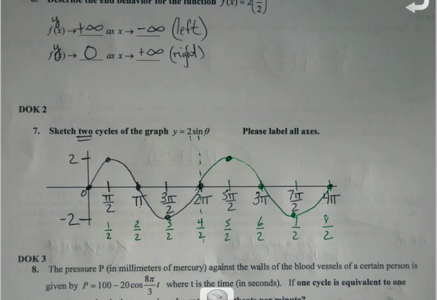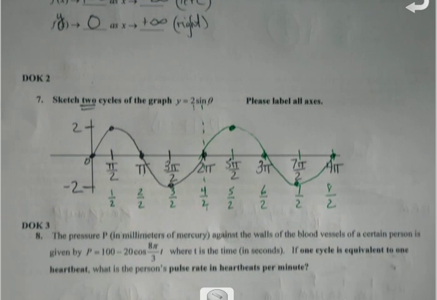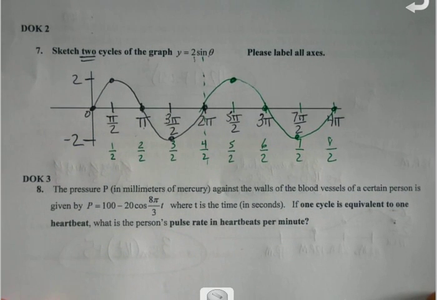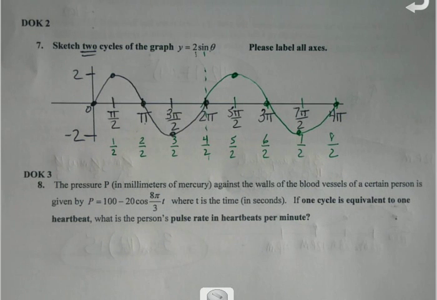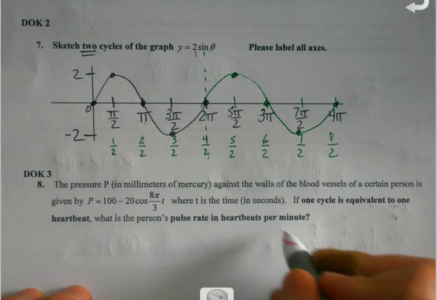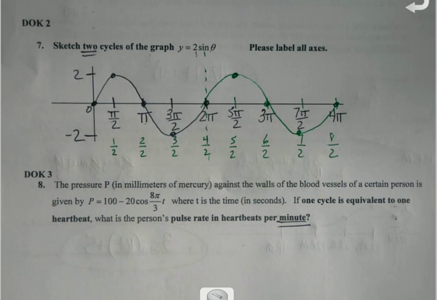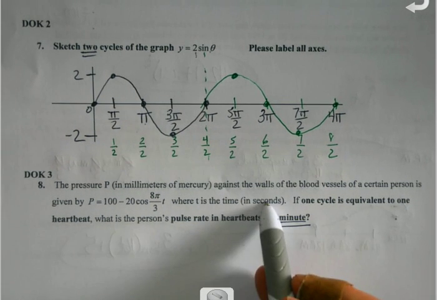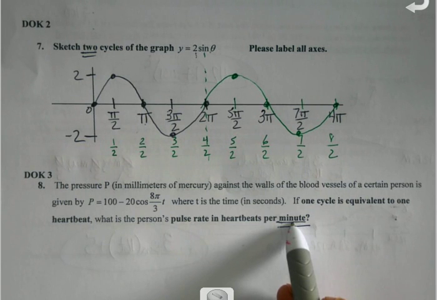So it's just taking your knowledge and expanding it a little bit. Nothing too bad there. Okay, now number 8 looks nasty, but it's actually really easy. The pressure against the walls of blood vessels of a certain person is given by this big, ugly-looking, fancy cosine function, where t is the time in seconds. If 1 cycle is equivalent to 1 heartbeat, what's the person's pulse rate in heartbeats per minute? So if this is in seconds and this is per minute, how many seconds are in a minute?